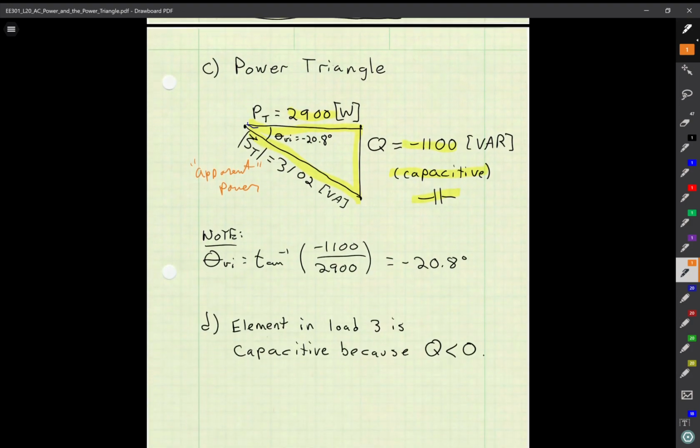One other thing to note is that theta VI is the power factor angle, and that's found by taking the inverse tangent of y over x, which is minus 1100 divided by 2900, which gives me my angle. And again, as we just discussed, because my Q is less than 0, the element in load 3 is capacitive. All right, that ought to give you enough to go on for working these problems.